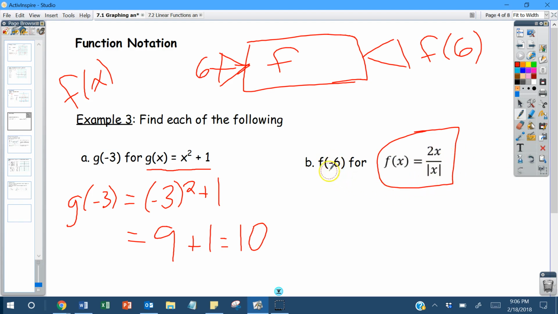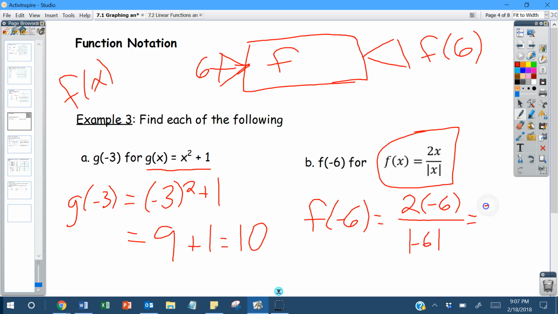So this asks for f of -6. So what I'm going to do is I'm going to do f of -6, and wherever I see an x in this function, I'm going to write -6. So 2 times x, or -6, divided by the absolute value of x, or -6. Okay, so my numerator becomes -12. The denominator is the absolute value of -6, which is 6. And this simplifies to the number -2.